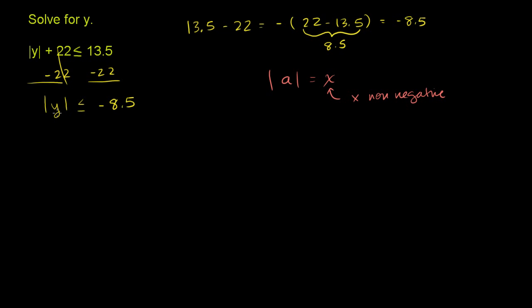Here we're saying that when we take the absolute value of y, it has to be less than or equal to a negative number. This is implicitly saying that the absolute value of y has to be negative. It not only has to be negative, it has to be less than or equal to negative 8.5. We know that you take the absolute value of anything, you're going to get 0 or a positive number. You're going to get a non-negative number. There is no number you can put here whose absolute value is going to give you a negative number, especially one less than negative 8.5.